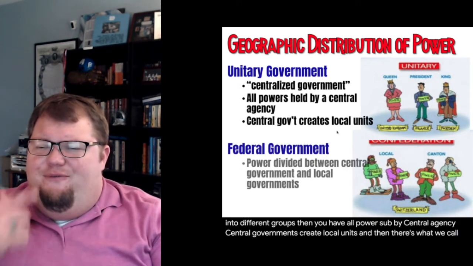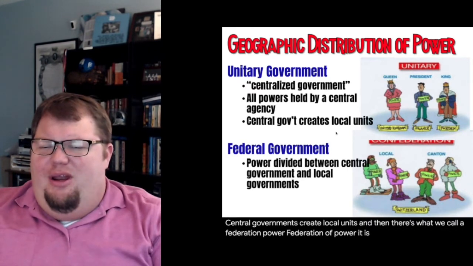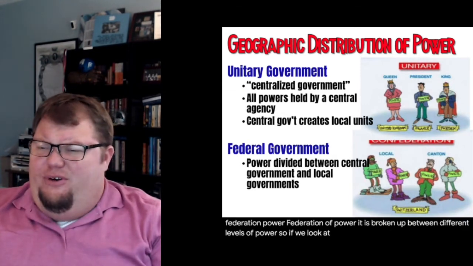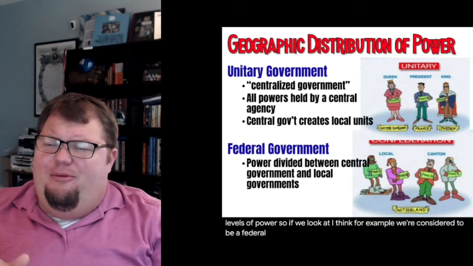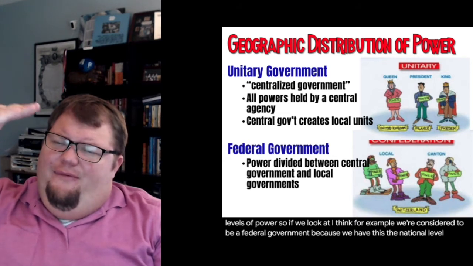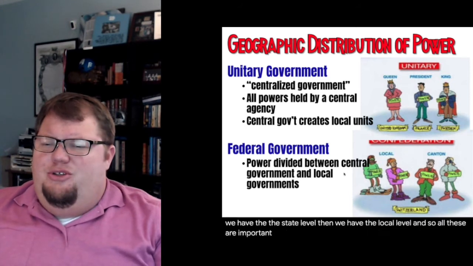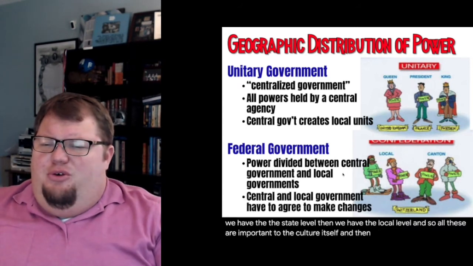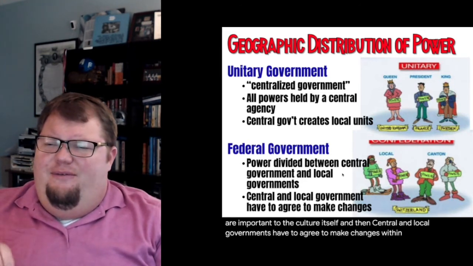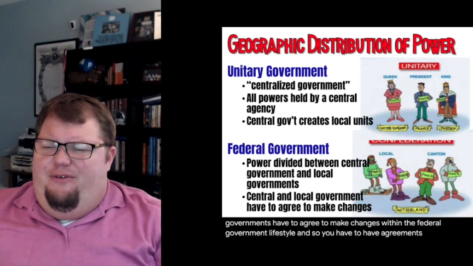And then there's what we call a federation of power. Within this federation, power is broken up between different levels. If we look at the United States, for example, we're considered a federal government because we have the national level, then the state level, then the local level. All these are important to the culture itself. Central and local governments have to agree to make changes within that federal system, so you have to have agreement from the different levels.